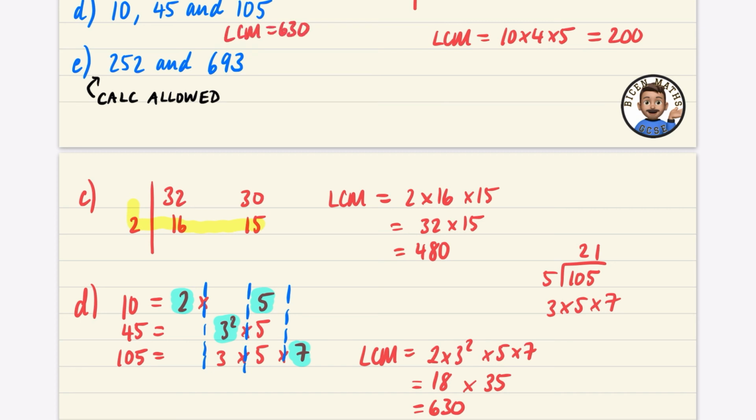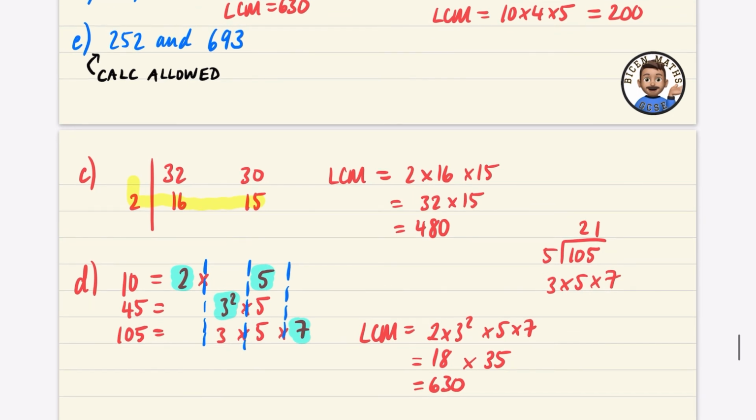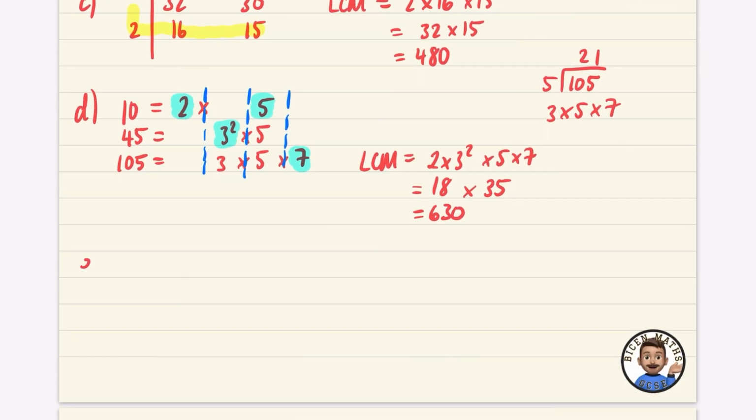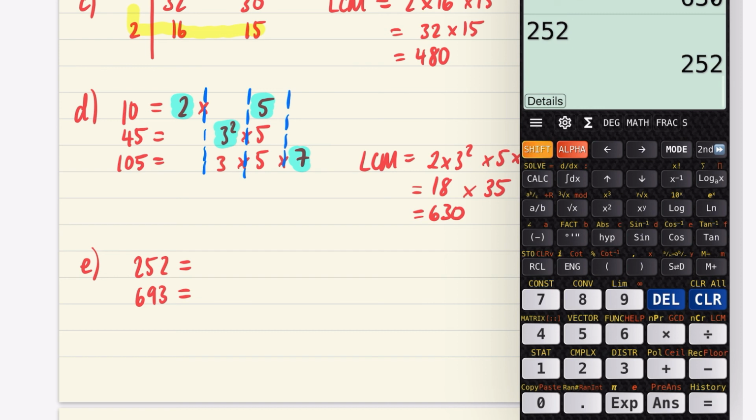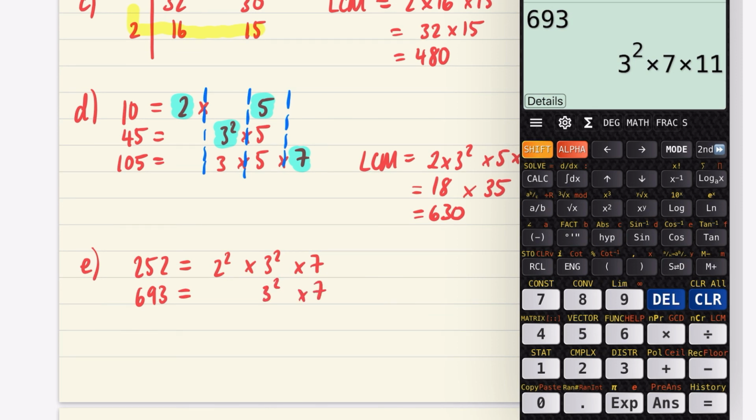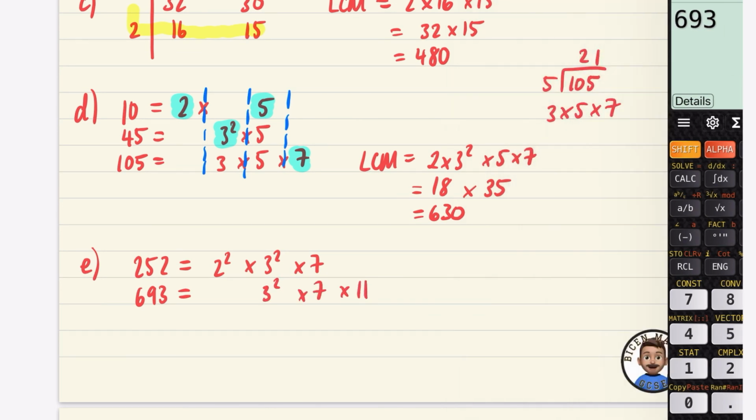And again, we've got some not very nice numbers here, so I'm going to do the prime factor decomposition. We've got 252 and 693. It's calculator allowed. So 252, shift fact, is 2 squared times 3 squared times 7. 693 equals, shift fact, is 3 squared times 7 times 11.